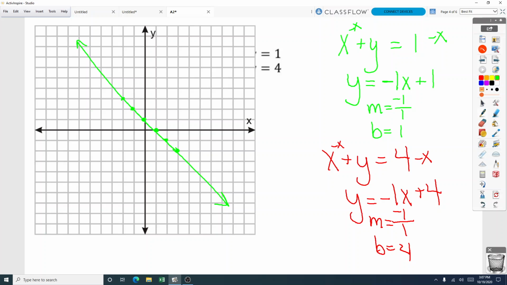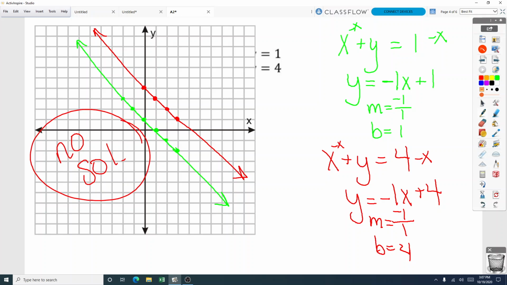So now this one we start at 4. So I go 1, 2, 3, 4 up. Down, right, down, right, down, right. Uh-oh. So I do have no solutions, and why? Because it never touches. Because it never crosses. Good.